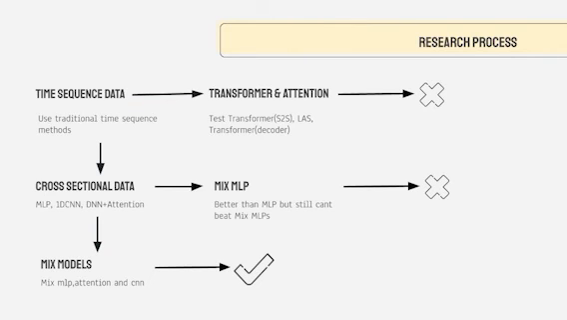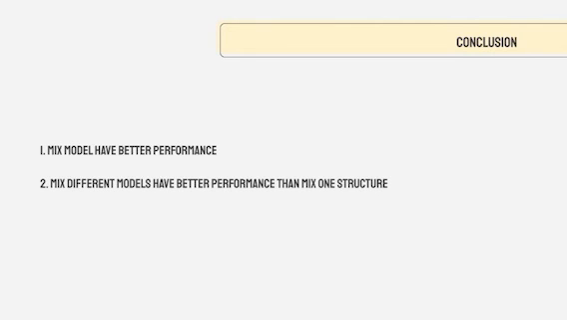We started with transformer and attention, but it didn't work, so we went back to our baseline MLP, 1D CNN, and our CNN and attention. Later, we found out that mixed MLP is better, so we came up with an idea that we can mix the models to get a better result. We get these two conclusions. First, the mixed model has better performance in predicting stock market data. Second, mixing different models has better performance than mixing only one structure.